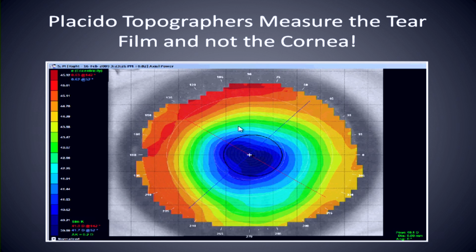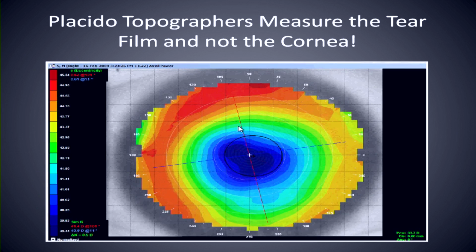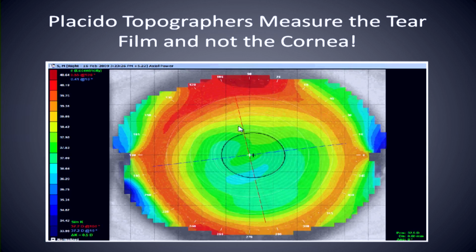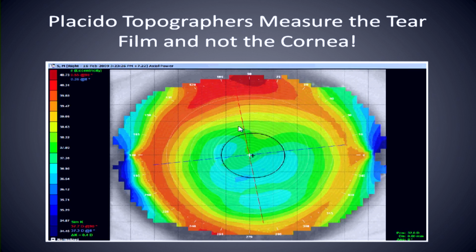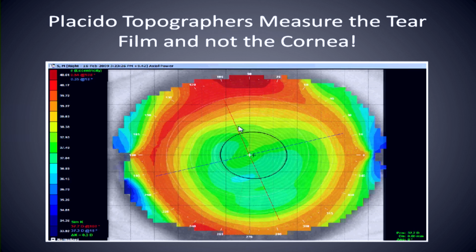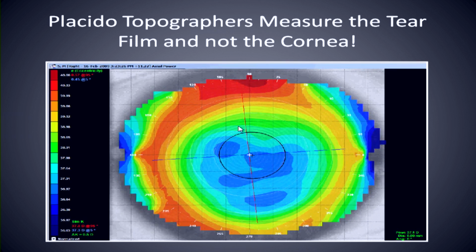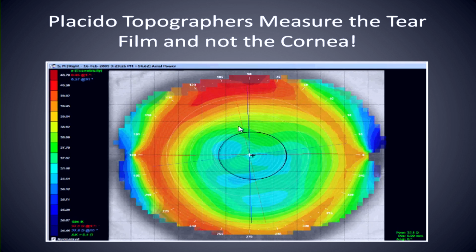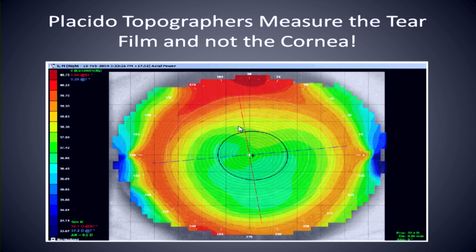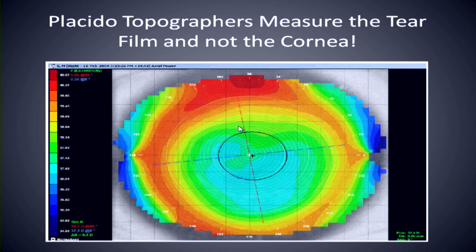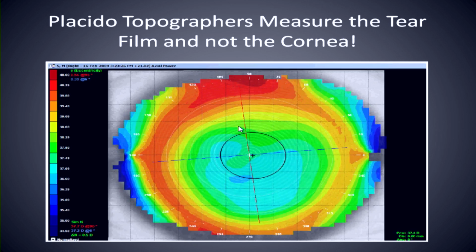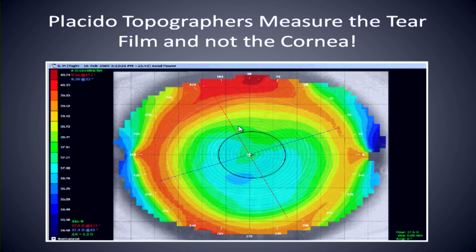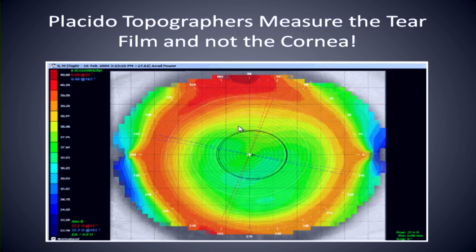So when you watch these slides, each one of these is 0.6 seconds. So every 0.6 seconds, we took an image. And notice how different the topographer interprets the shape of the eye every half a second, basically. Now, why is that? Why does it look at the eye differently with each half second? And it's because a placido-based topographer measures the tear film. It doesn't measure the cornea. So we see the tear film moving across the eye and constantly changing our understanding of the shape.